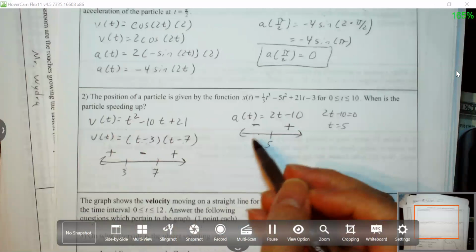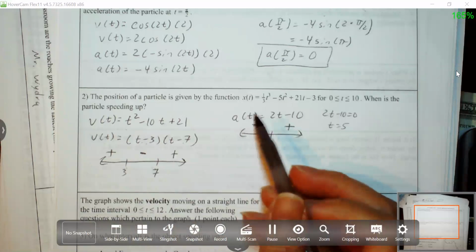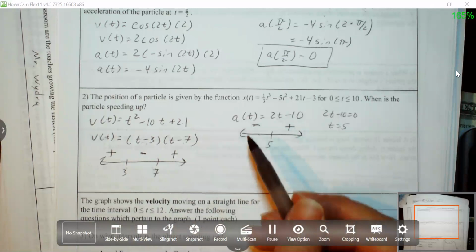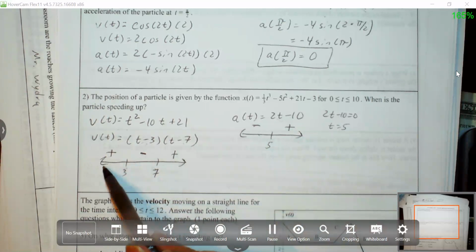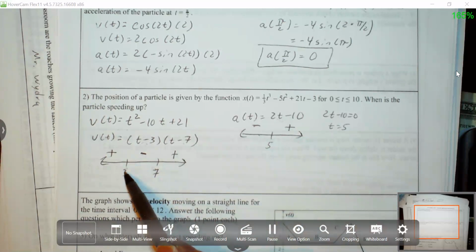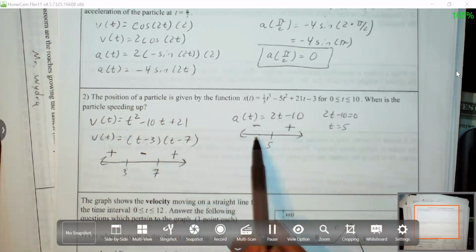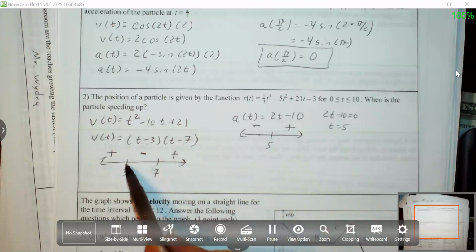So when is the particle speeding up? It needs to be when they are either both negative or both positive. Now, velocity is positive until 3, and then it becomes negative. And the acceleration is negative until 5. So between 3 and 5, I'm speeding up.